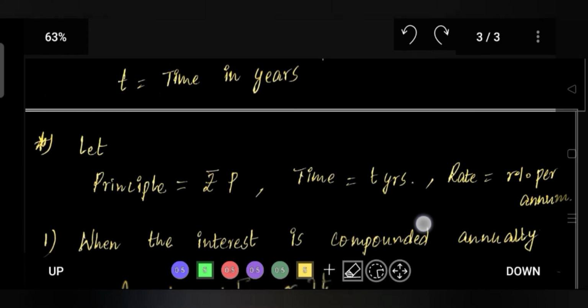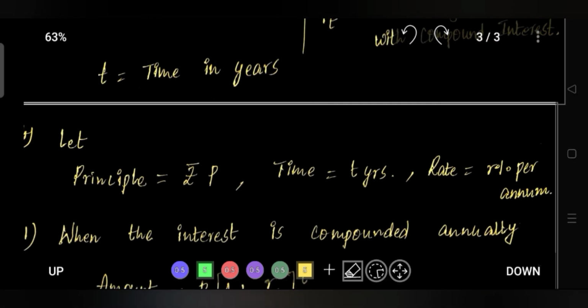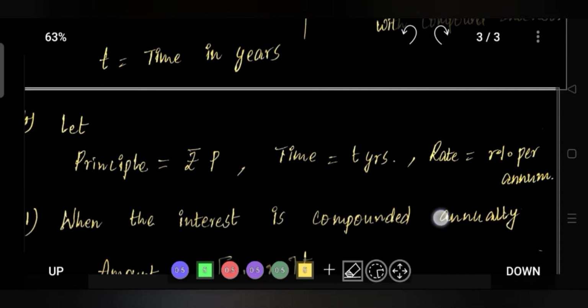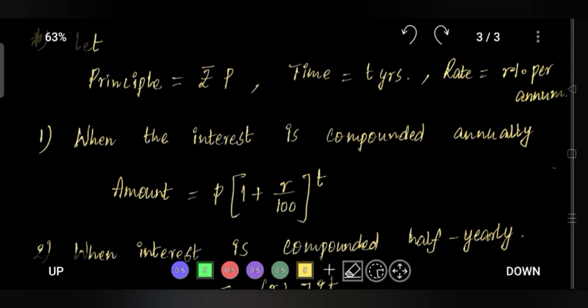For example, if we assume that the principal is rupees P and the time is given in years, that is t years, and the rate is given as R% per annum, when the interest is compounded annually, at the end of the t years the amount will be P, the principal at the beginning of the first year, times 1 plus R by 100 to the power t.